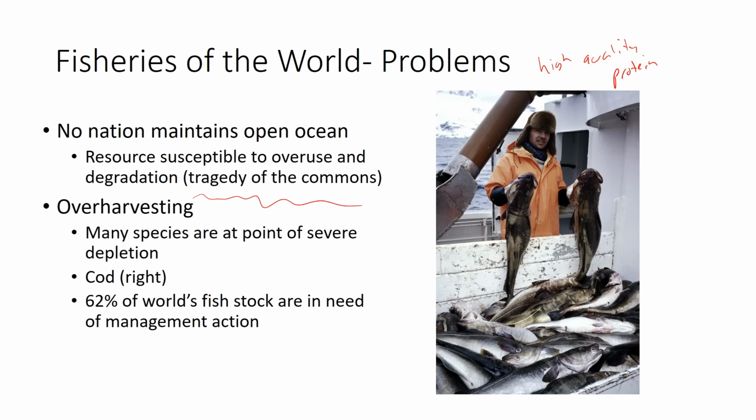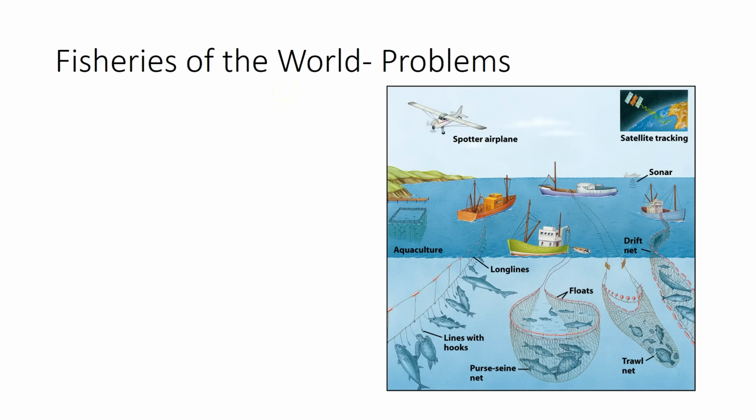Many species are at a point of severe depletion, maybe even what they call commercial extinction. Cod's a great example of that. It's one of the major fish that we use, a lot of our frozen fish foods are cod. And they're estimating that about 62% of the world's fish stock are in need of management of some sort, just because we're really concerned about those populations dying off enough that we can no longer rely on them.